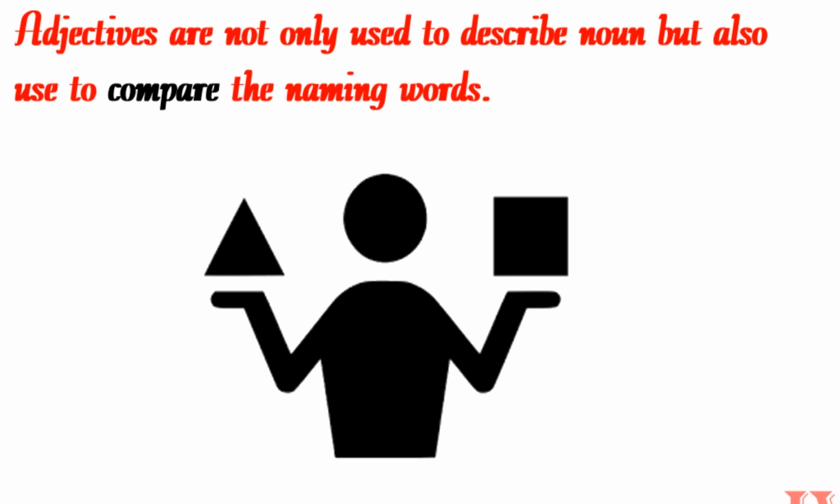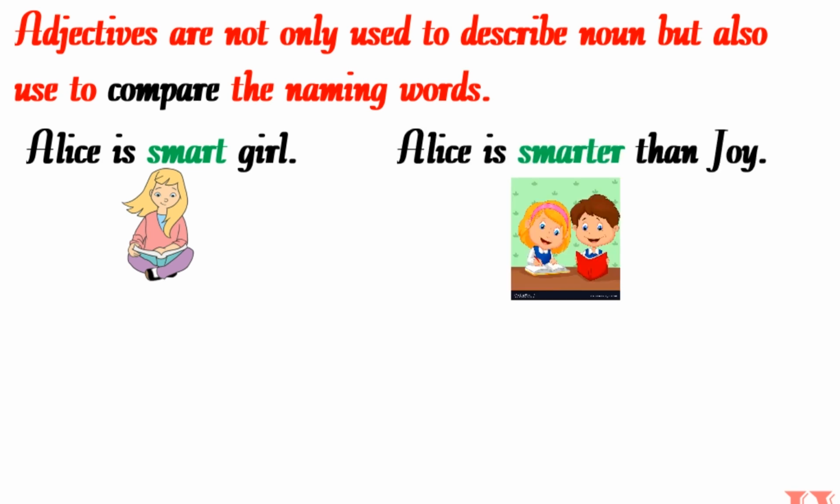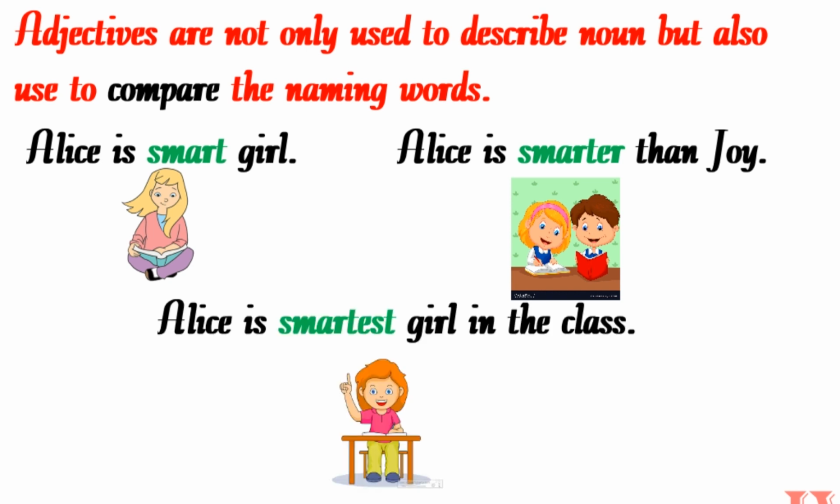Let's see how. Alice is a smart girl. Here, the adjective smart is not comparing with anyone, but if we say Alice is smarter than Joy, here the word smarter is also an adjective, for Alice is comparing with Joy. If we say Alice is the smartest girl in the class, smartest is also an adjective as it is comparing Alice with all the students of the class.